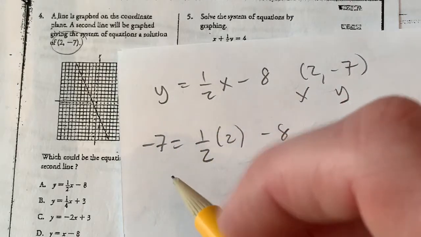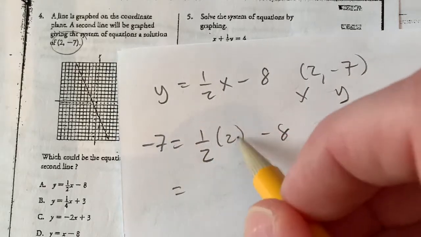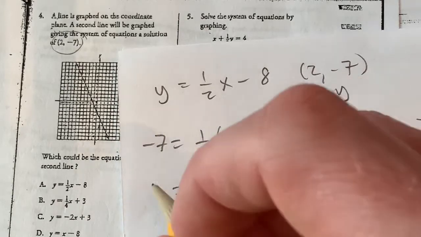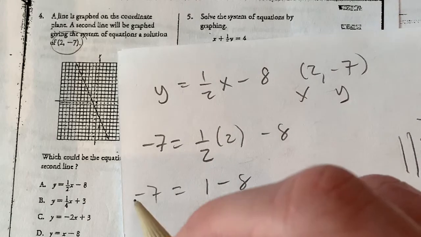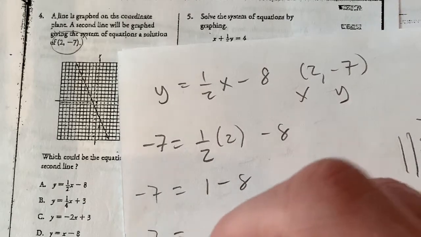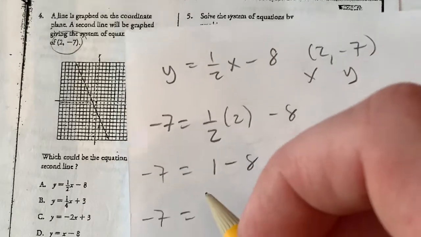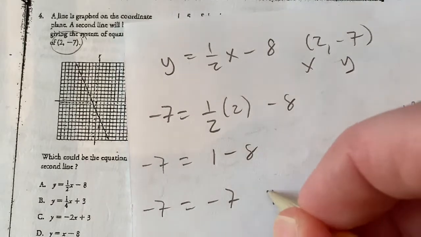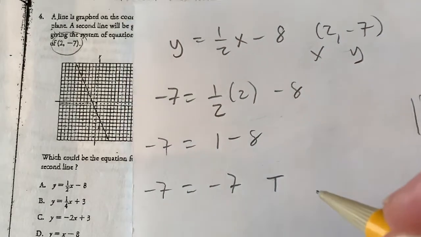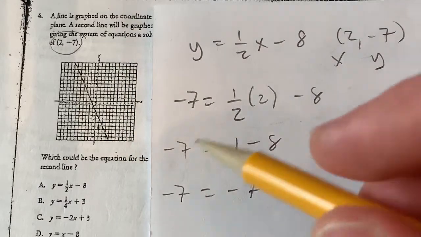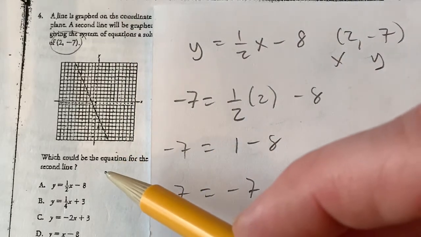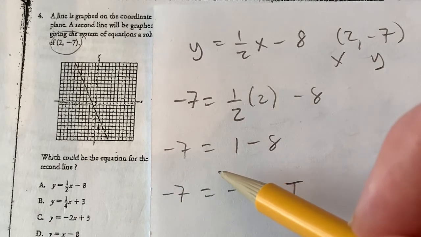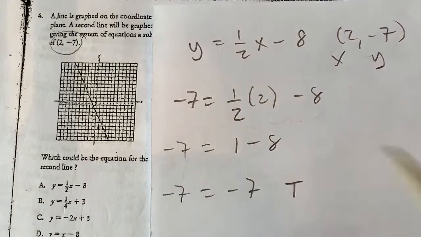Okay, so let's go ahead and calculate this out. 1/2 of 2 is 1, and then we get 1 minus 8. And so if we look, -7 equals 1 minus 8, which is -7. So this is true. So if we explain this correctly, then this, once again, should be your solution, because we got -7 equals -7. So now let's look at what happens for B real quick.